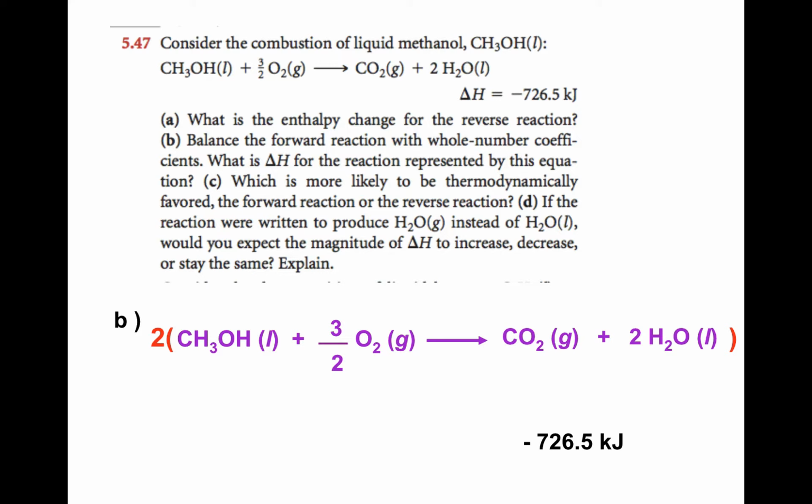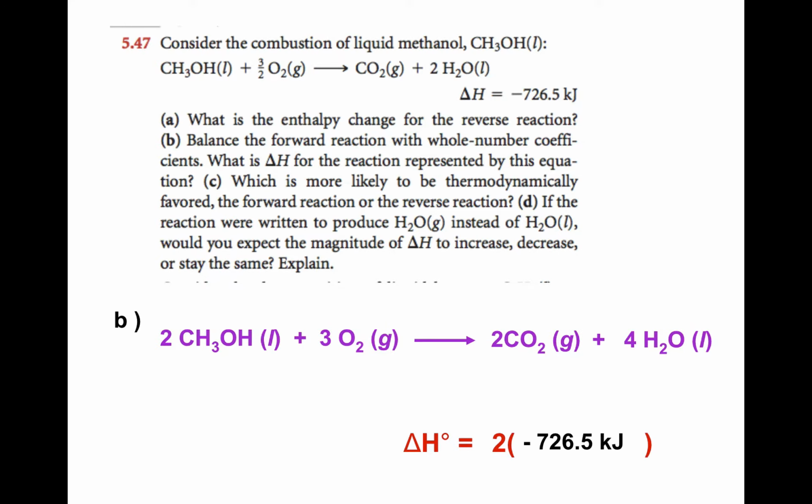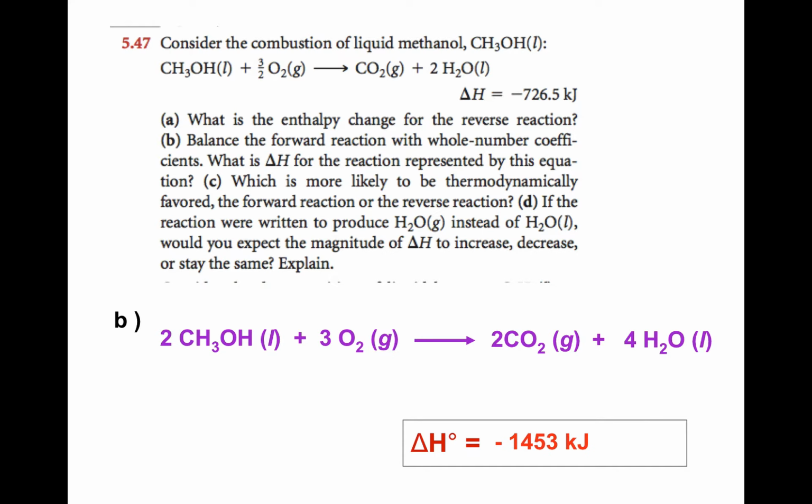So whatever I do to the equation, I've got to do to the delta H. If I multiply the equation by 2, I've got to multiply the delta H by 2. So instead of 1 mole of methanol reacting with 3/2 of a mole of oxygen, I got 2 moles of methanol reacting, so I'm going to release twice the heat. Whatever you do to the thermochemical equation, you do to the delta H.